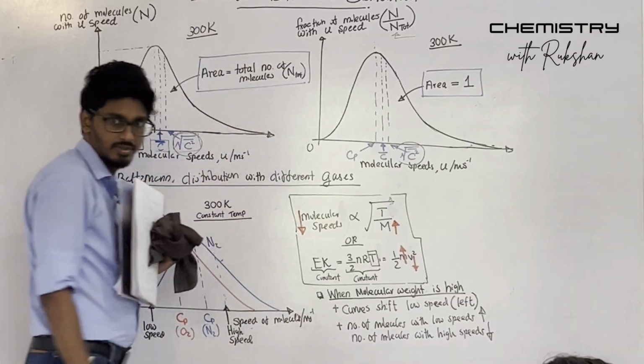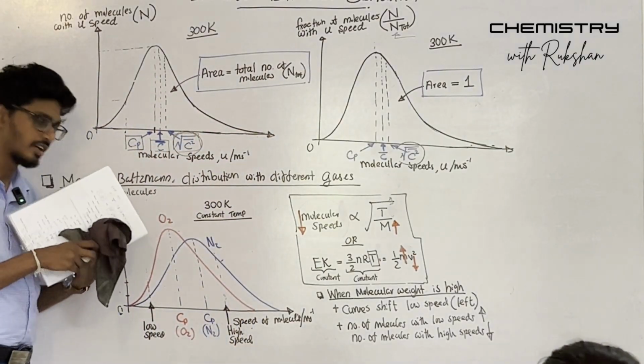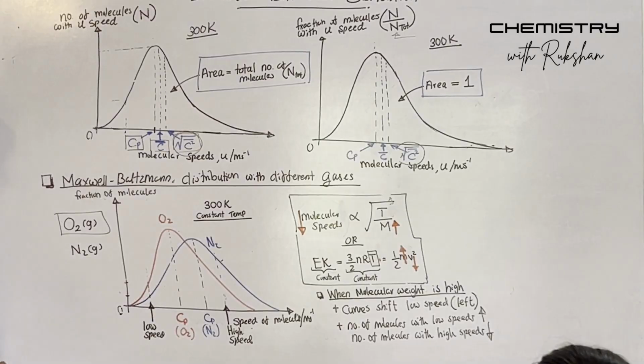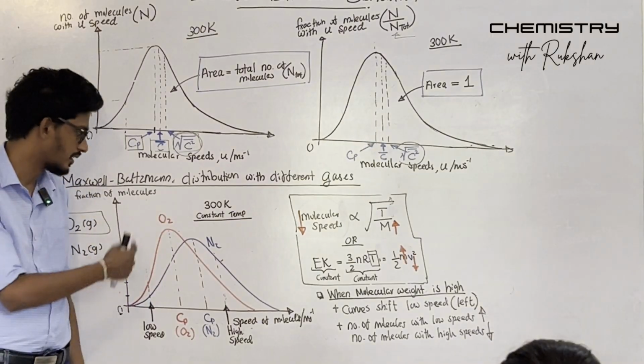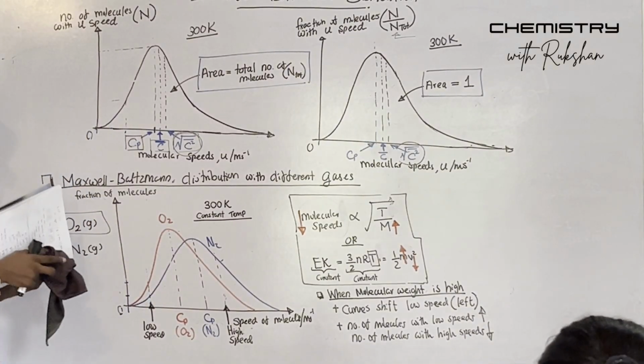Okay? If the weight is higher, their speeds decrease, no? That is the idea, no? When the particles are greater in weight, their speed should be lower. That is the idea. So just complete this one, right?